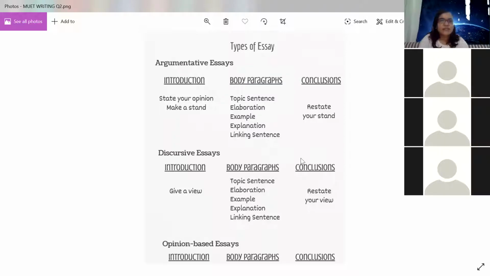If you look at all the different types of essay, all have this structure: introduction, body paragraph, and conclusion. For the introduction, we will focus on the introduction first. So here, state your opinion, make your stand. This comes under your thesis statement. So now, I'm going to actually show you.